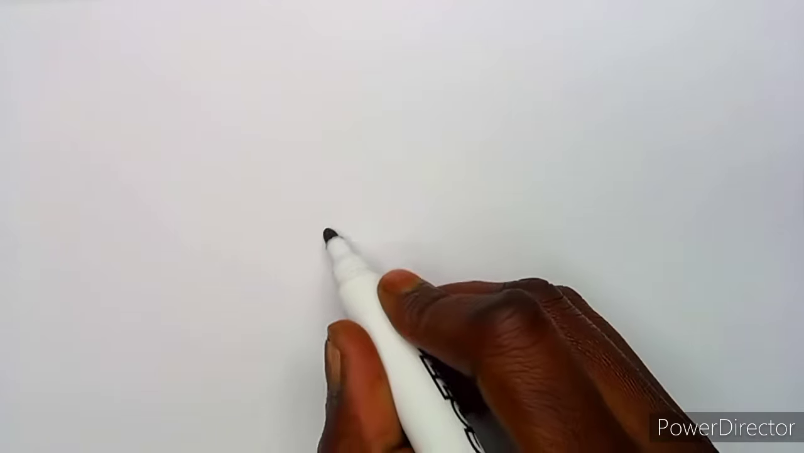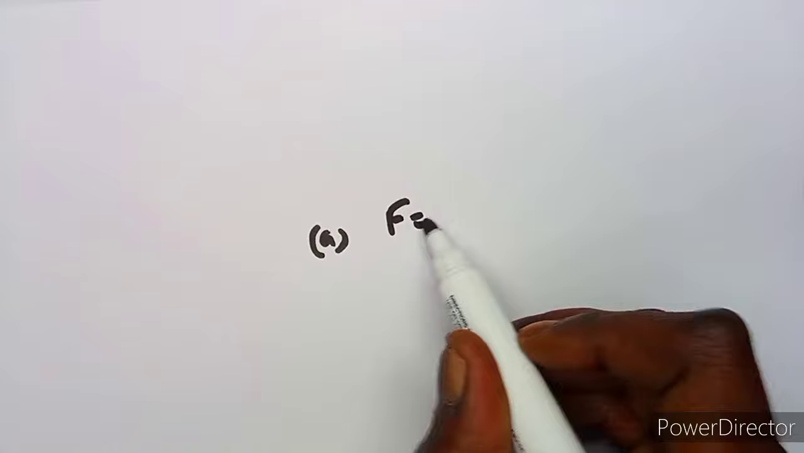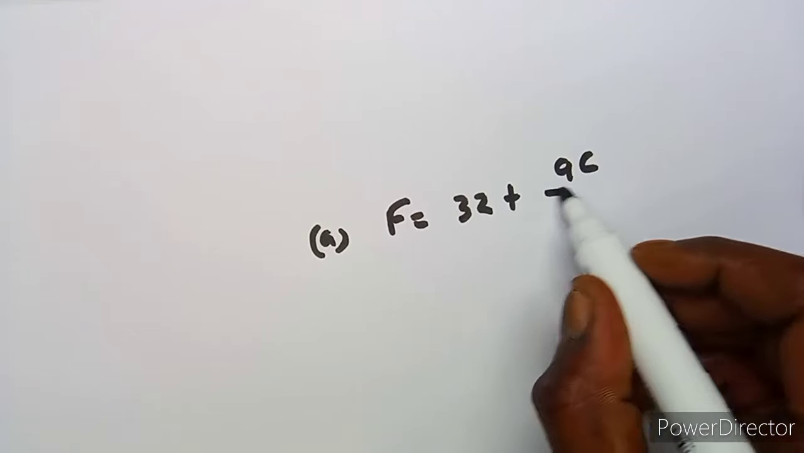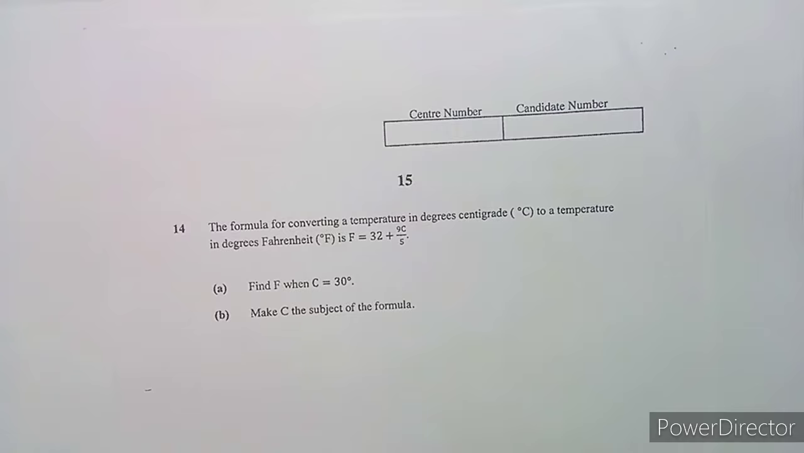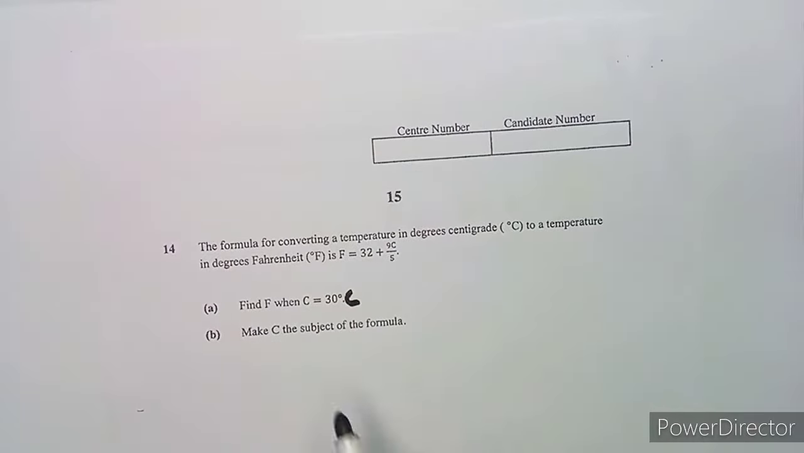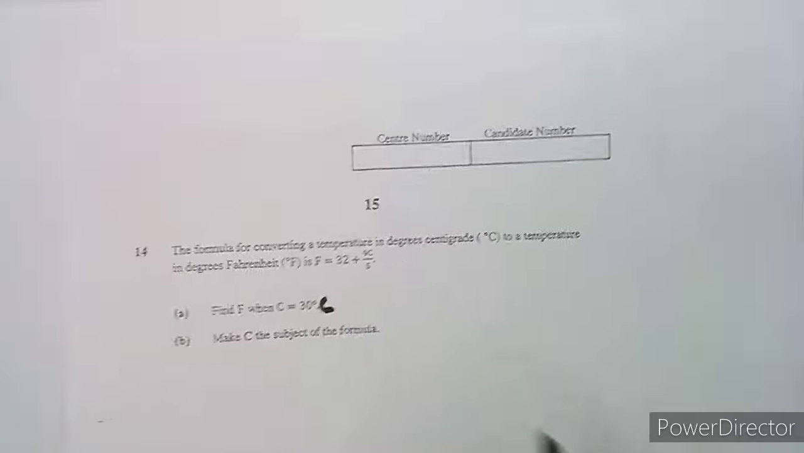So on our formula here, it's F is equivalent to, this is 14a. You're given that F is equivalent to 32 plus 9C over 5. The temperature that we are given is in degrees Celsius. You're given 30 degrees, so you have to substitute. In place of C, we substitute 30.